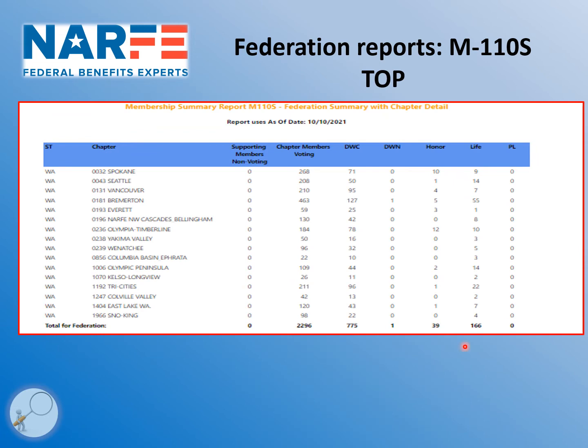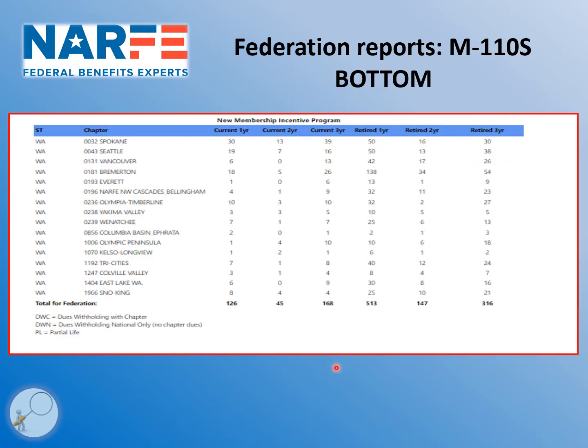On the top, you will see the chapter membership with the totals for the Federation at the bottom. And on the bottom, you have the new member incentive program information. There is also a little section here that gives you the abbreviations that are used in this report.